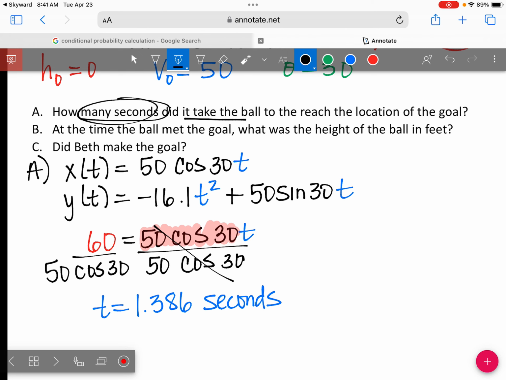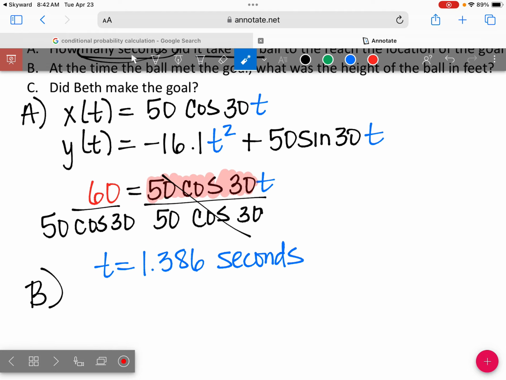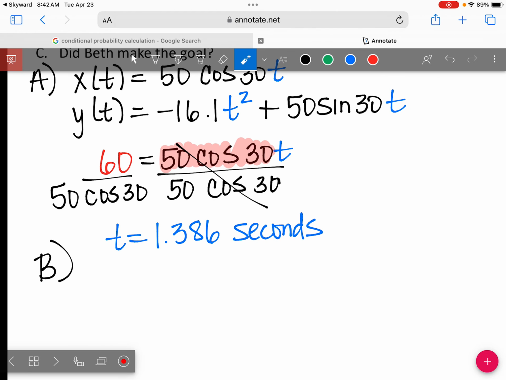So now let's look at part B. It says at the time that it meets the goal, what's the height? So height is what parameter, x or y? Y. So you're going to take that number that we got for part A, and put that into t for our y parameter.